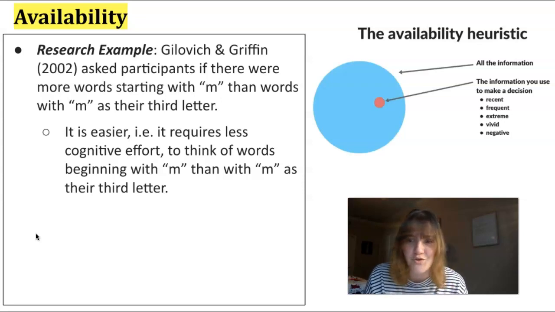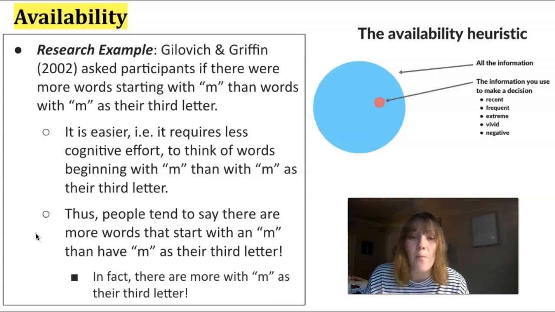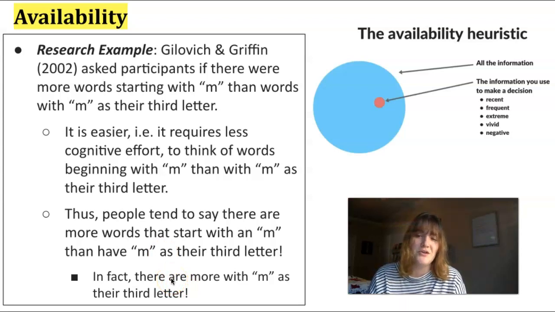I mean, try it right now. I can think of words that start with M: mattress, M&Ms. But thinking of words that have M as the third letter is actually really difficult. I just came up with hamburger though, so there is one. People tend to say that there are more words that start with an M than have M as their third letter, when in fact there are more words with M as their third letter. I looked this up. There's about 3,000 words that start with an M, but there's 11,000 words with M as their third letter.